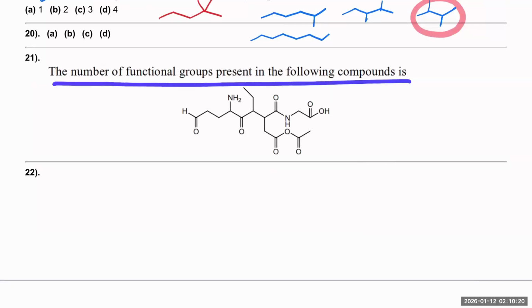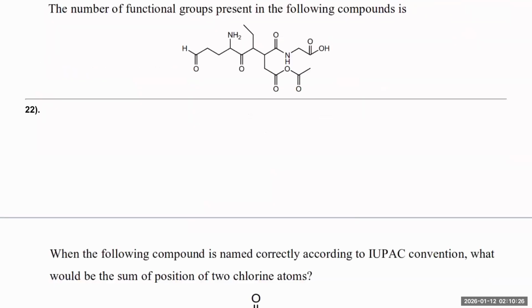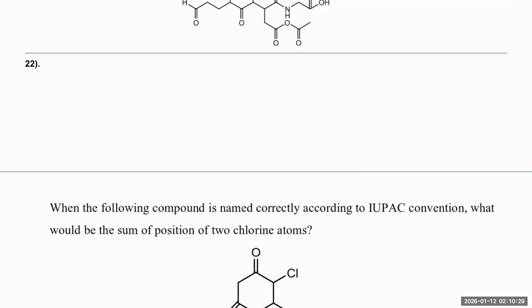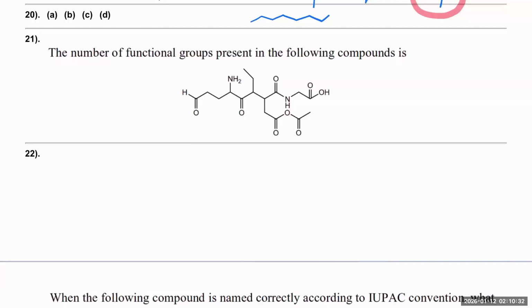Next, check out 21. The number of functional groups present in the following compound is, okay? See how many functional groups are present in this case. So you need to check out all the sides here. Starting here, this is an aldehyde. I'll keep writing that as aldehyde. Next, it is a 1-degree amine. Then this is a ketone. Next, this is an amide. It is a different functional group, which is amide.